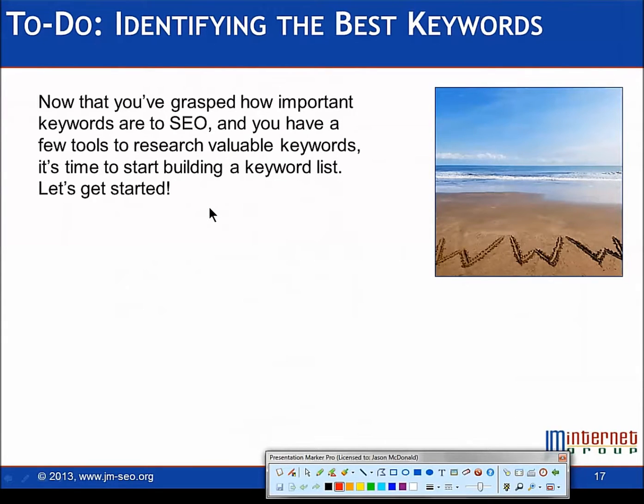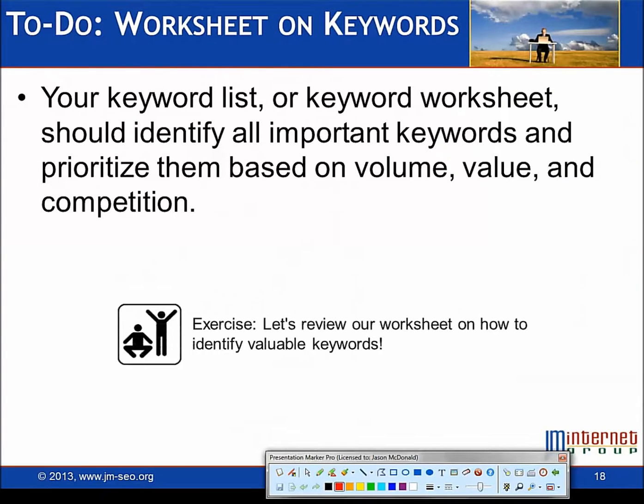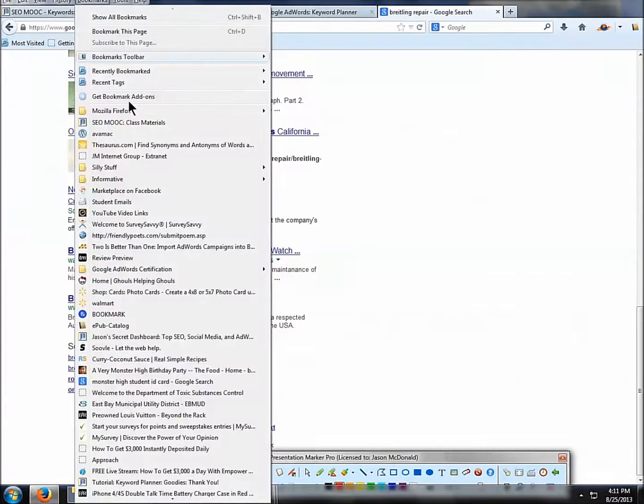All right, now let's talk about our to-dos. So we know how important keywords are. We've used some Google keyword tools to brainstorm our logical targets. We've looked at volume. We've looked at value. We've started to build a more organized list of what our targets are. So now we've got to get going. So keyword list is so important. So I have a worksheet. If you register for the class, you'll be able to get to the worksheets.